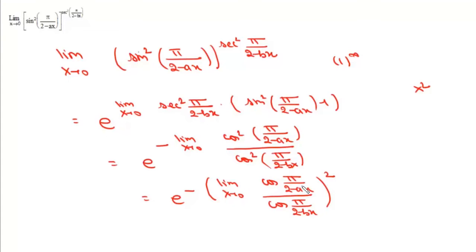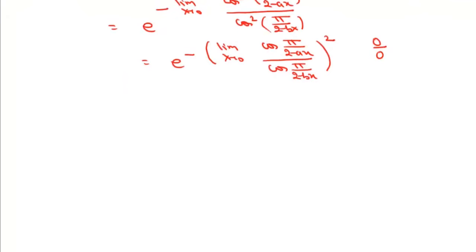Now if we look at this limit, the numerator is cos pi by 2, which is 0, and the denominator is also cos pi by 2, so it will again be 0, so it is 0 by 0 form. Now we can use L'Hopital's rule. If we use L'Hopital's rule, we can write e to the power minus, and then the limit x tends to 0.